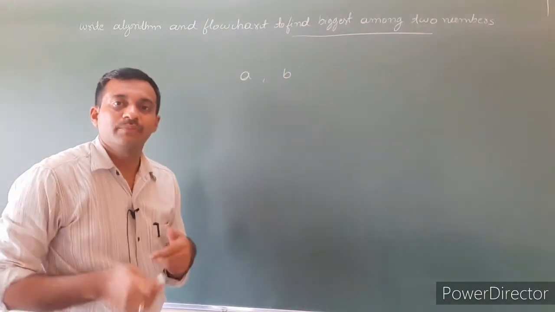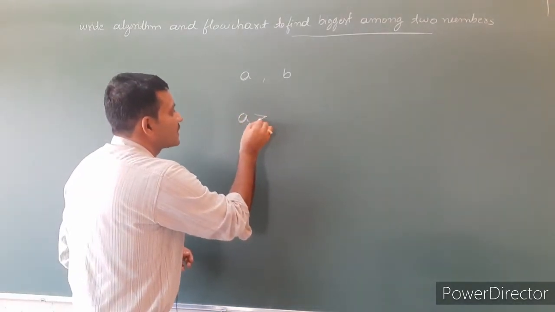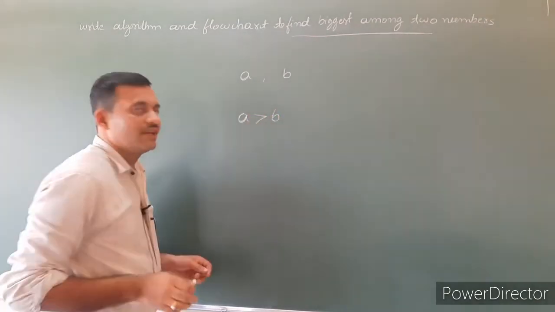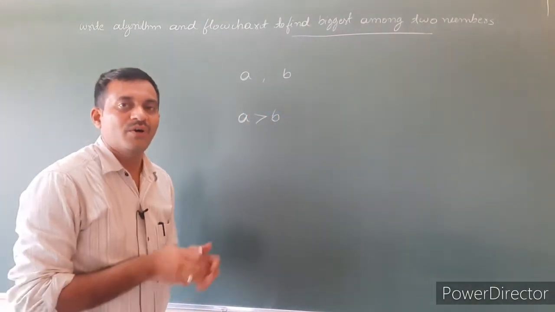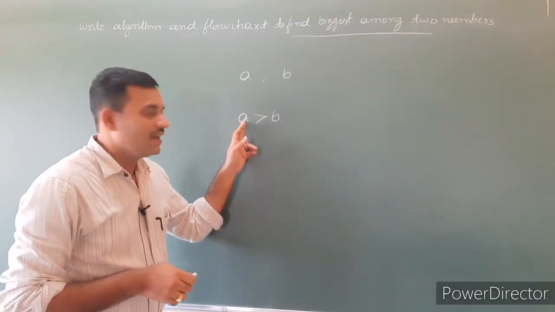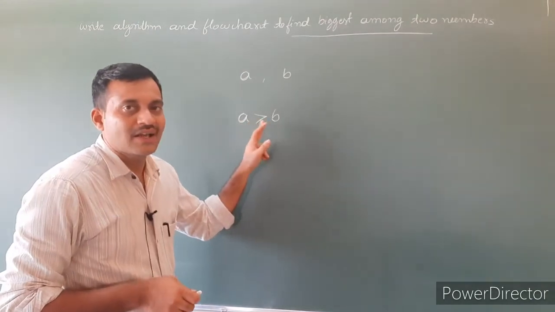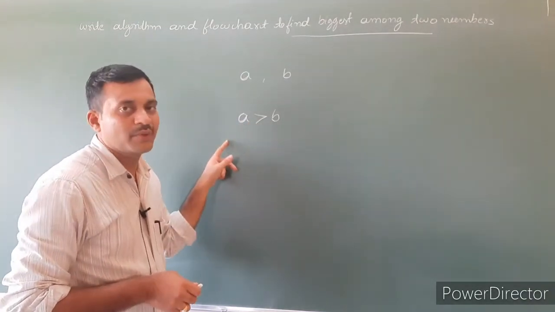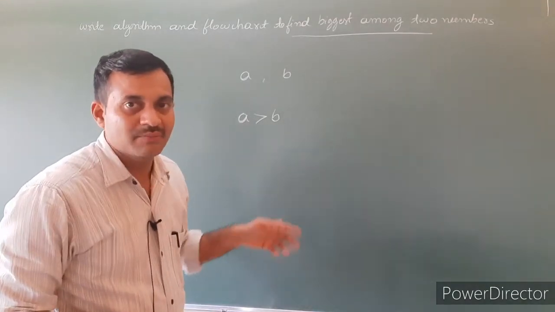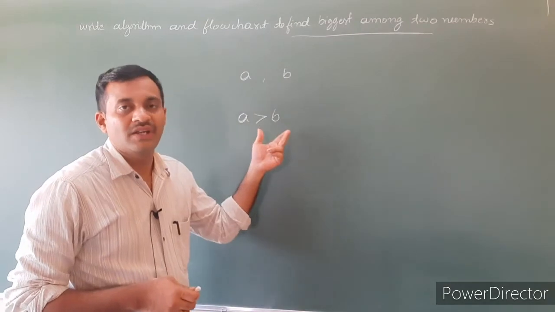Then how to find the biggest? There are only two alternatives: either A is big or B is big. So how to verify? Consider A greater than B, using the greater than symbol. If A is greater than B, then we directly say A is big. Otherwise, B is big. Only two alternatives.